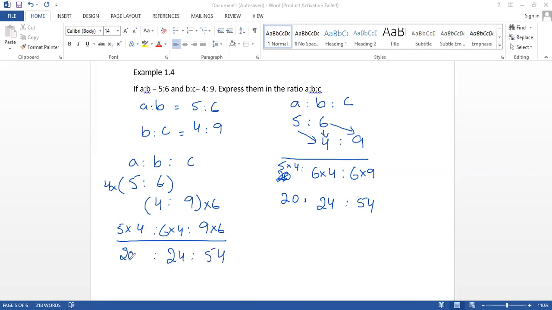And since we can see that over here we have 0, 4, and 4, that means all of it is divisible by 2. In order to check whether something is divisible by 2, you will always have an even number as the last digit. So we can divide all of this by 2 and we'll get 10 is to 12 is to 27 in the simplified form.